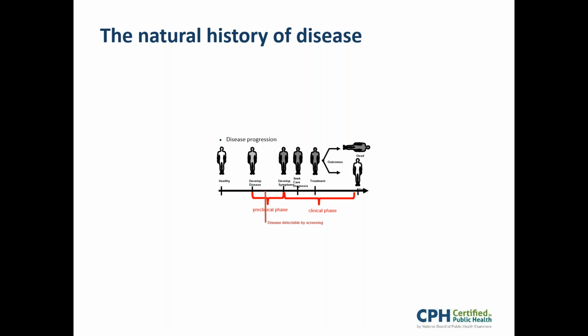There are two phases of disease, and you can see in red at the bottom of the slide, the preclinical phase and the clinical phase. In the preclinical phase, in most cases, people are asymptomatic. The disease is there, but the person is not experiencing symptoms. In the clinical phase, there are symptoms, ultimately diagnosis and treatment, and ultimately the outcome. Ideally, a screening test is introduced in the preclinical phase, prior to symptoms and diagnosis. And ideally, we hope that early detection leads to early treatment and ultimately better outcomes. But unfortunately, this is not always the case. Next slide.